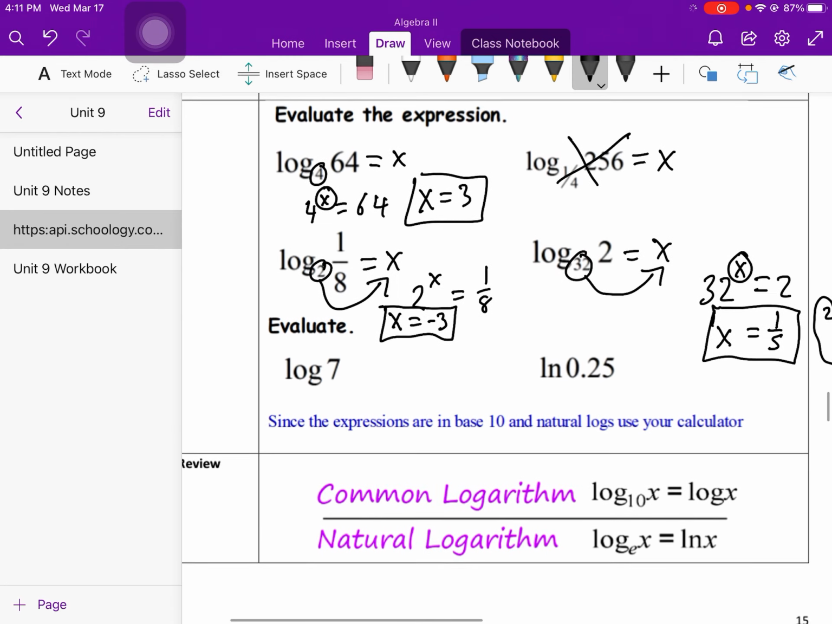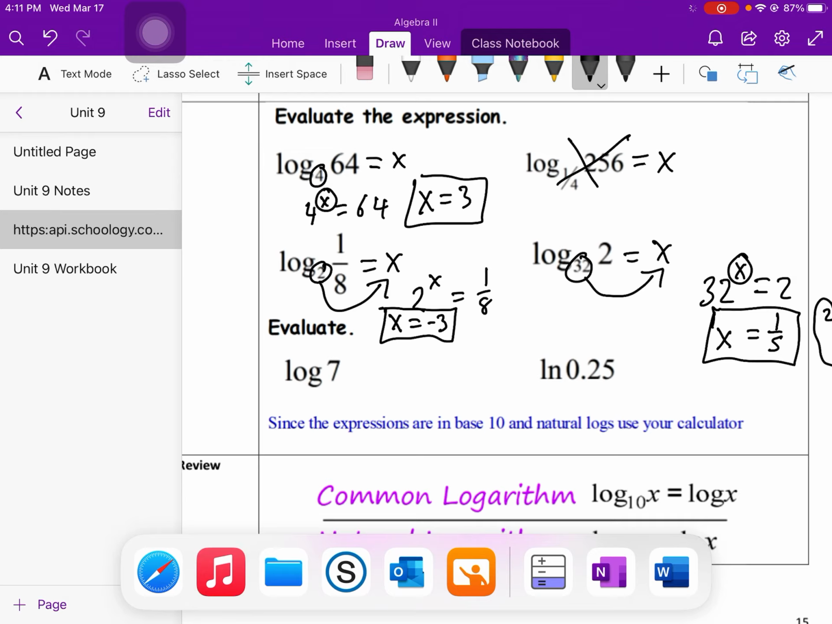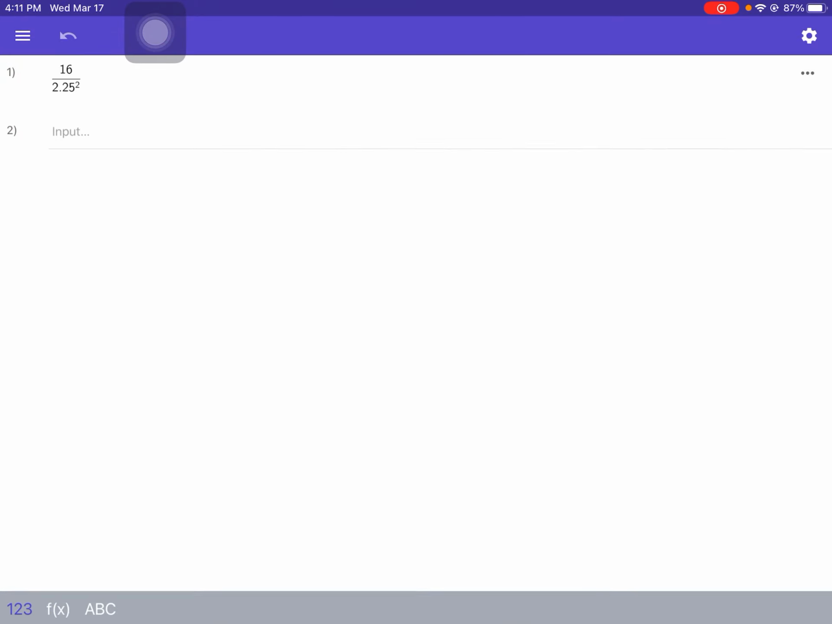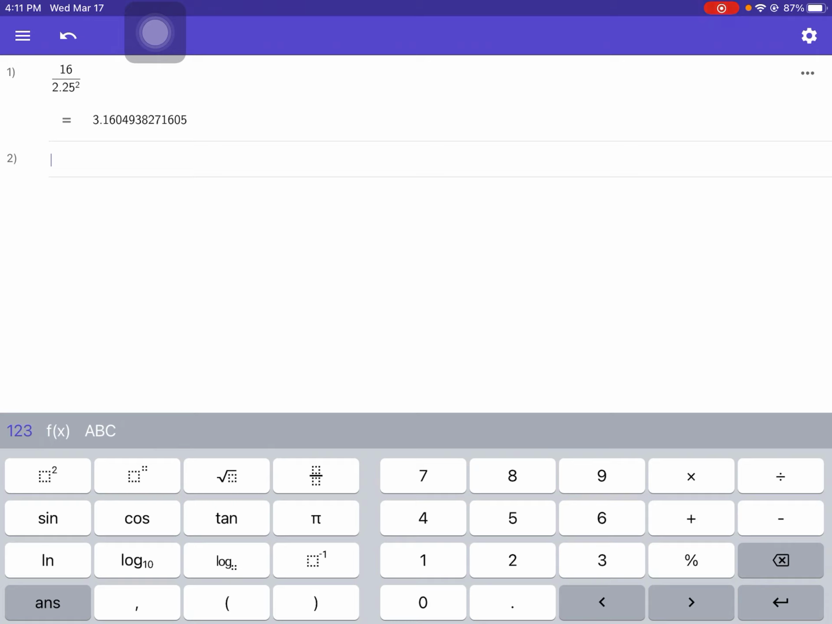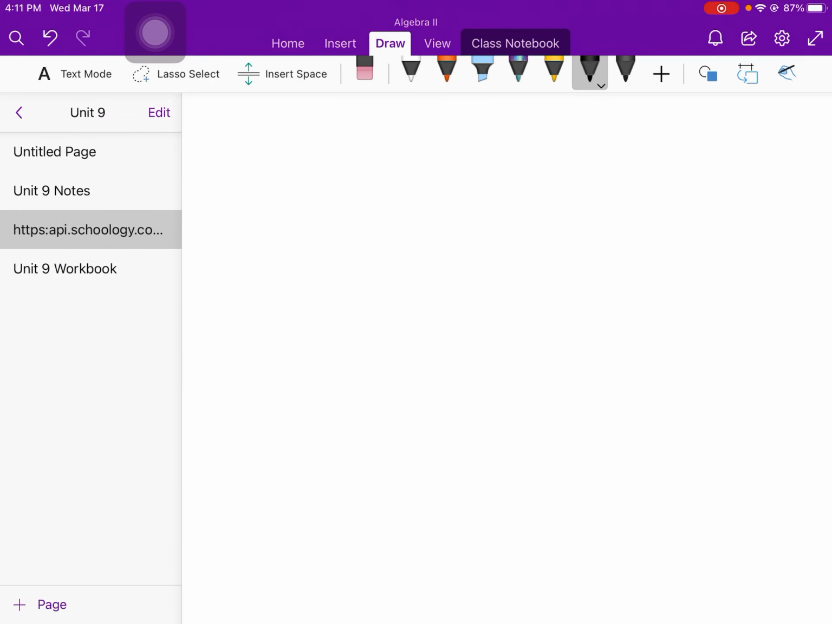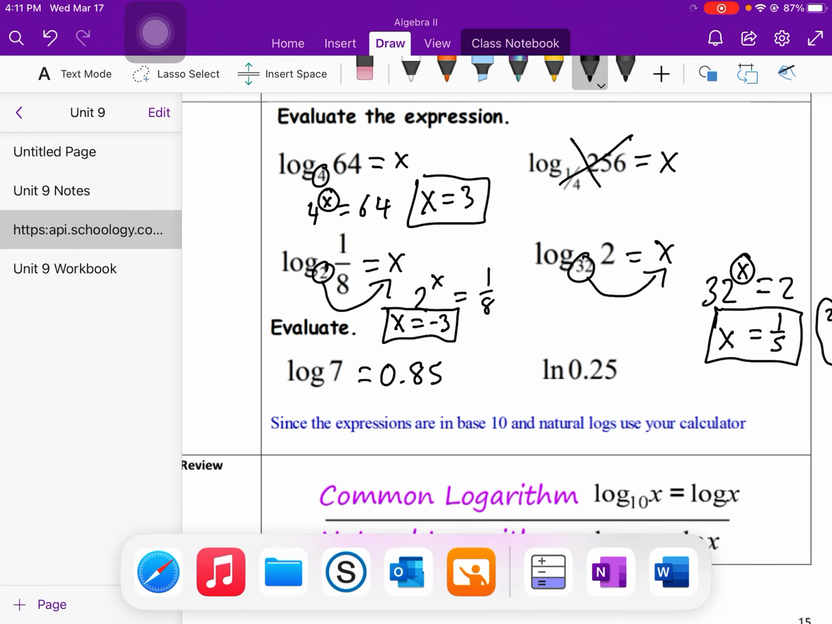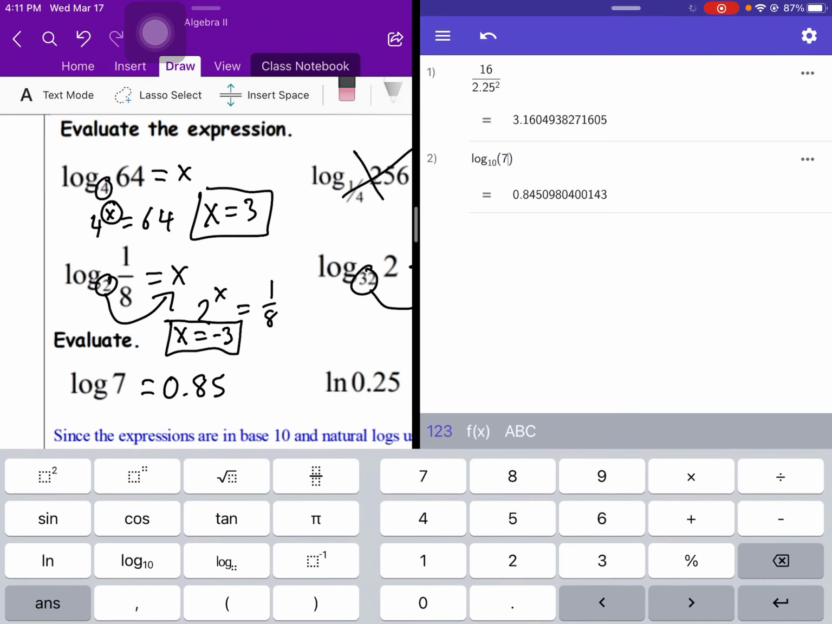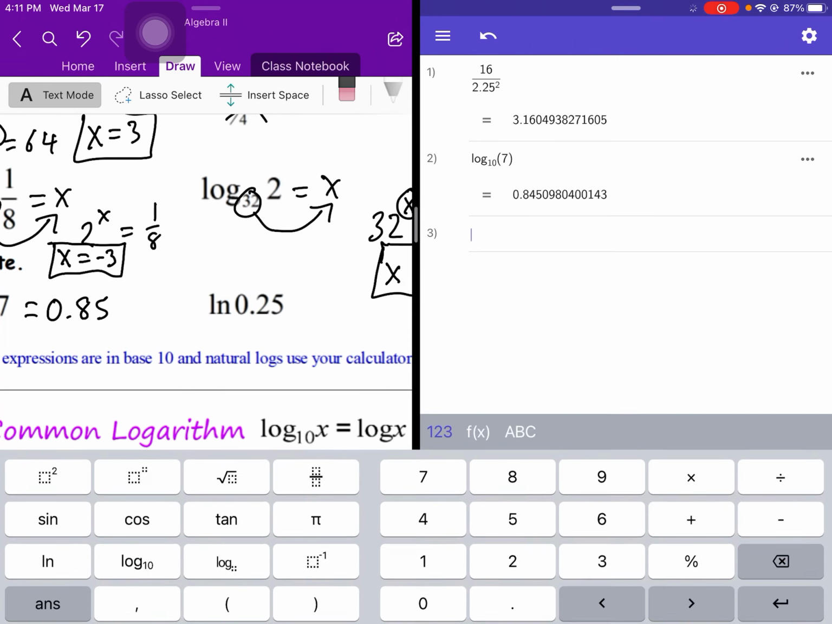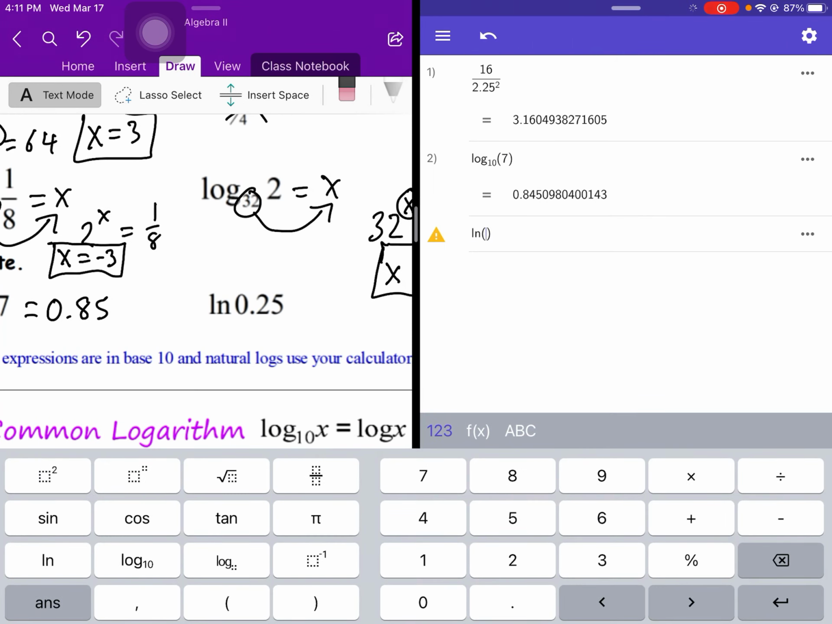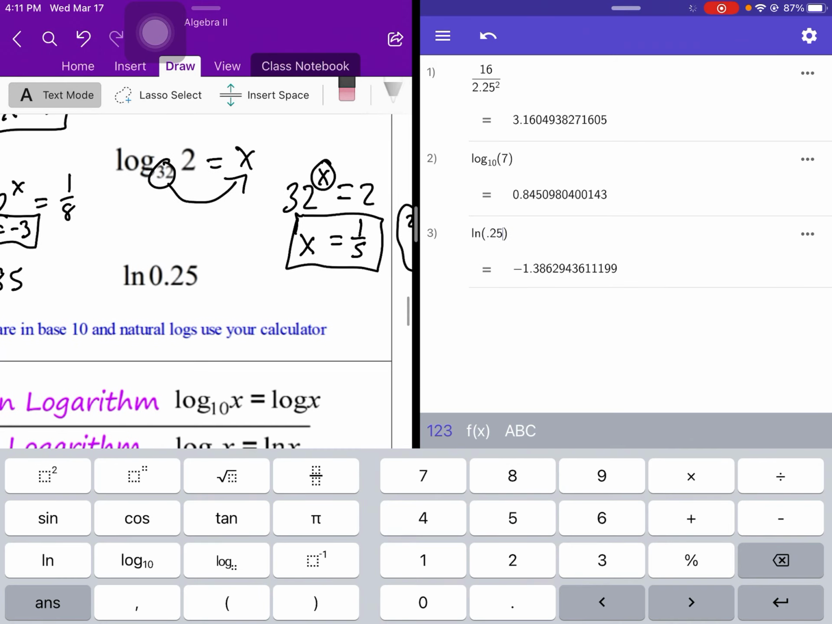All right, and now these ones you're going to need your calculator. So log of 7, because we don't see the base, so how you type it in, find the log button. So here's log, and it gives us base 10, and then of 7 would be 0.8, we'll just do 2 decimal places, so 0.85. And then I'll do the natural log of 0.25. So that is this ln of 0.25, and it gives us negative 1.39 is what we'll round that to.